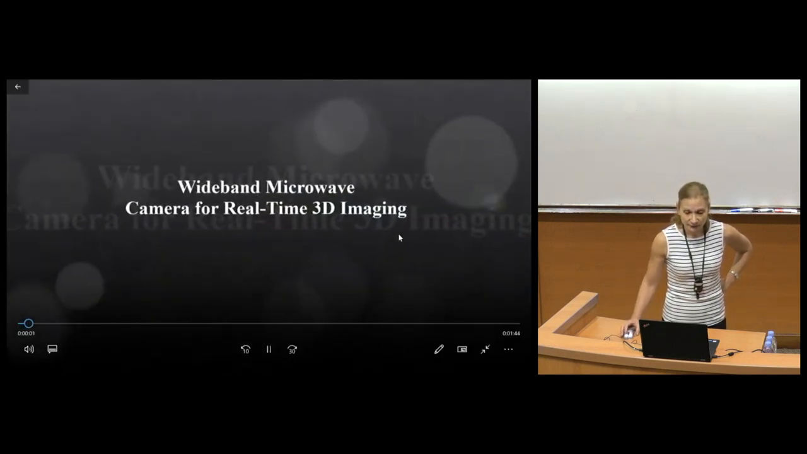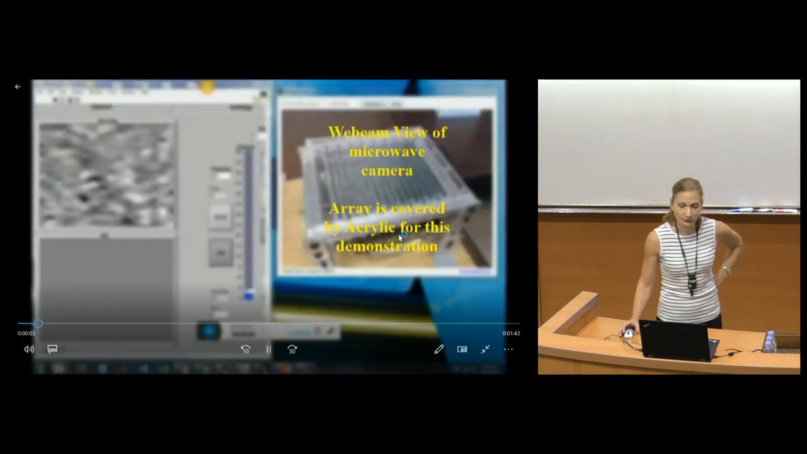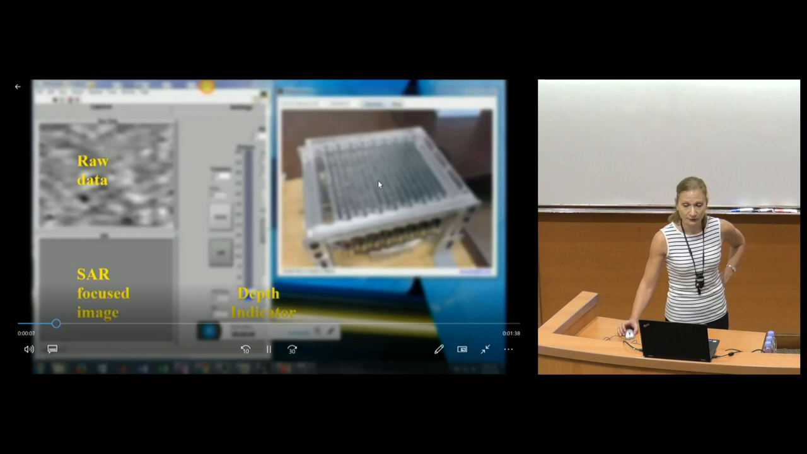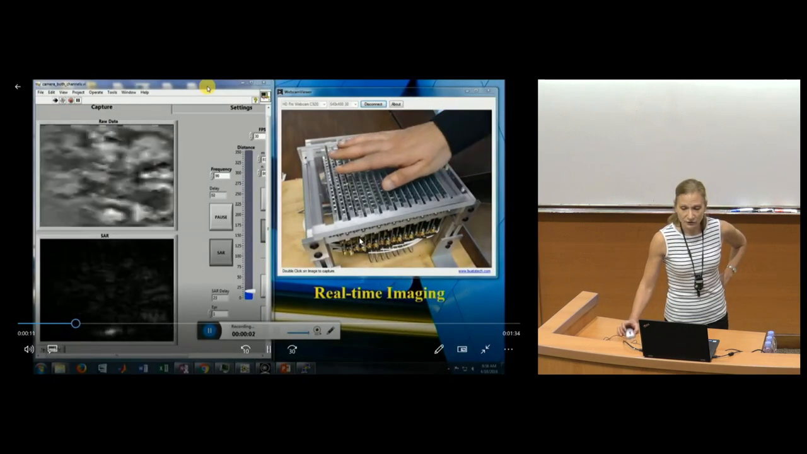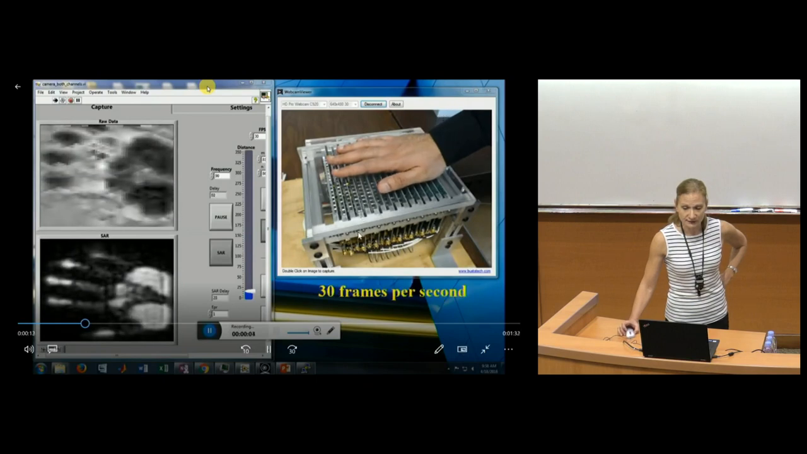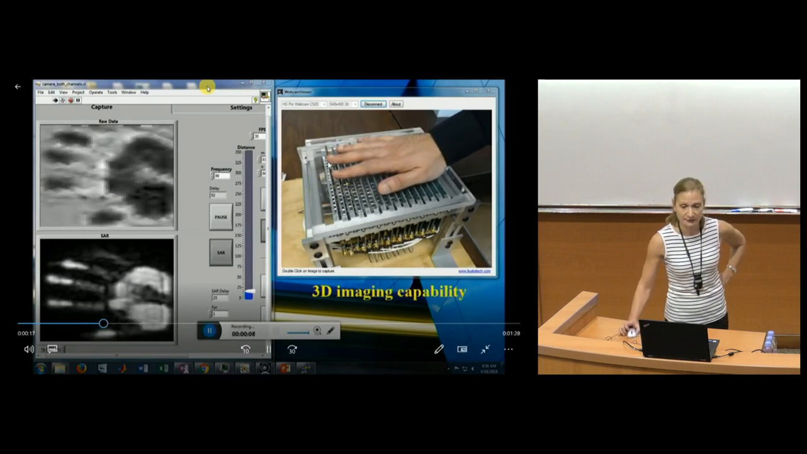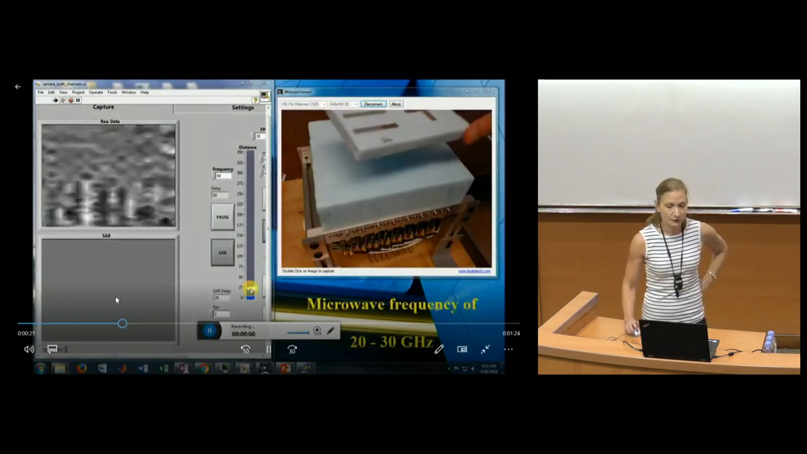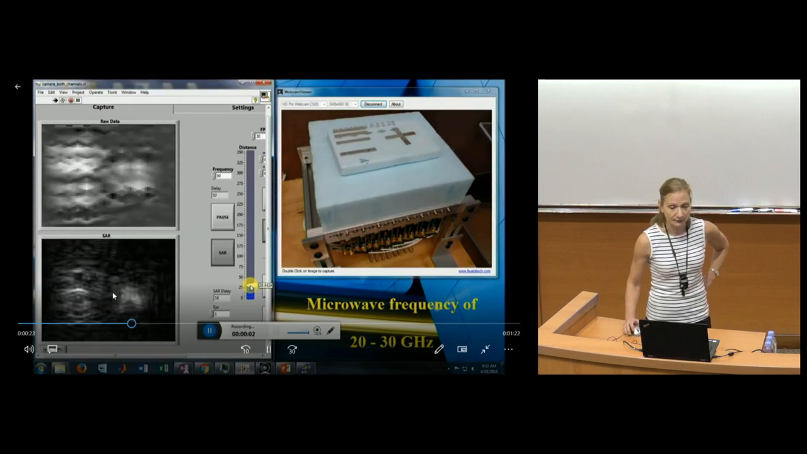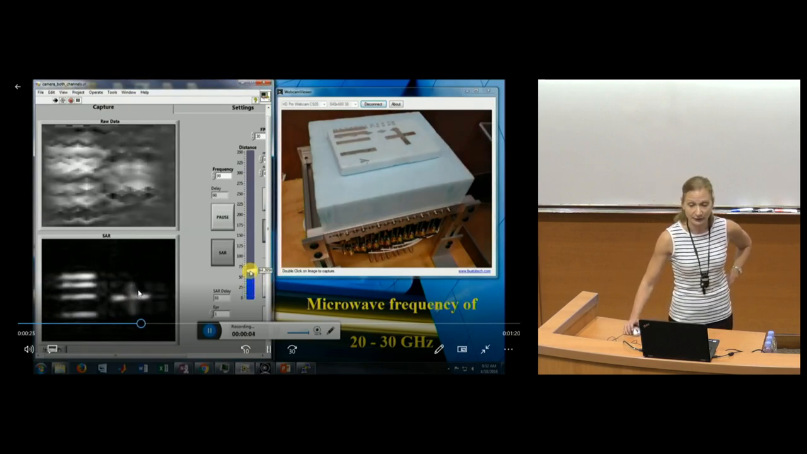This is an electronically switched system with a large number of open-end waveguides. You are going to see it right here. They call it the ultra-wideband camera. And each of these antennas has its own radio receiver. As you can see, this is the raw data. As the person moves their hands right on top of these antennas, you can see the synthetic aperture image appearing here.